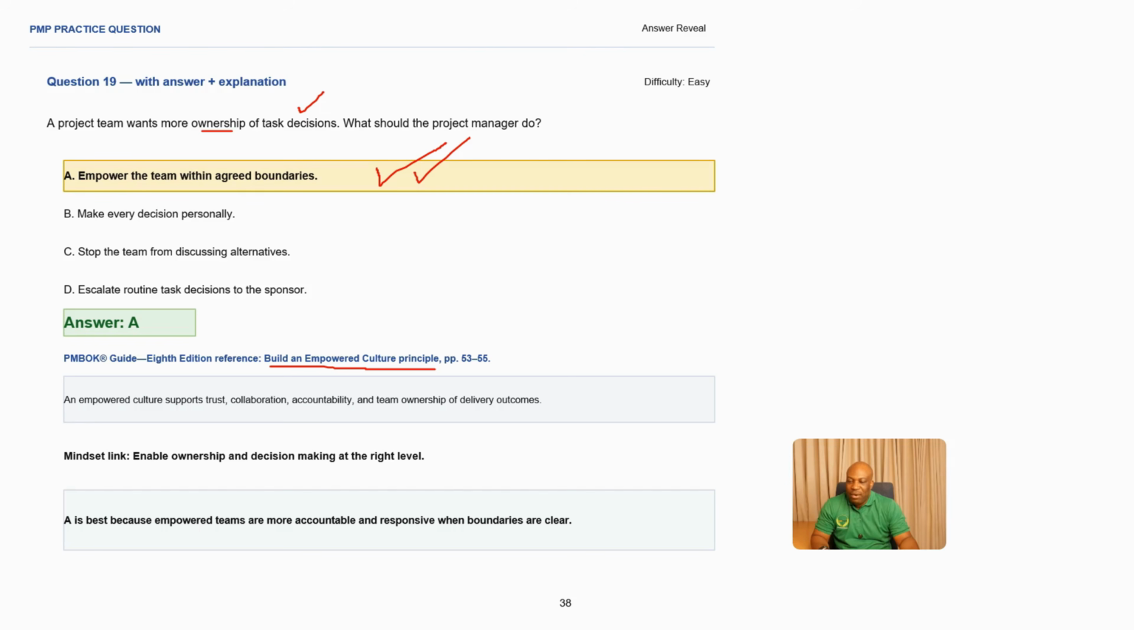All right, so what is the mindset that was applied here? You need to enable ownership, okay, and decision making at the right level. Remember, we are also giving boundaries. So we allow the team to make decisions, but with certain boundaries, which means they have to escalate to the project manager where necessary. A is the best answer because empowering your teams leads to more accountable responses when boundaries are clear. Okay, so making A the best answer.